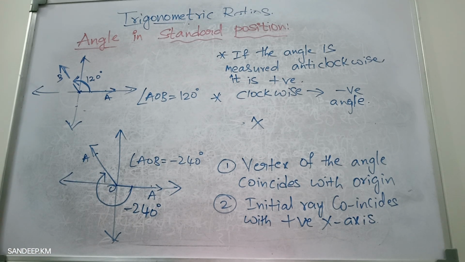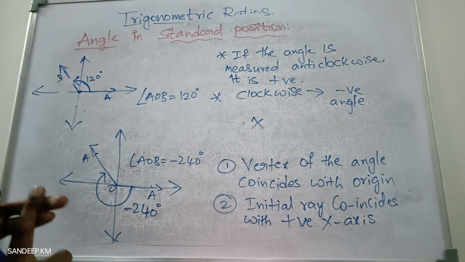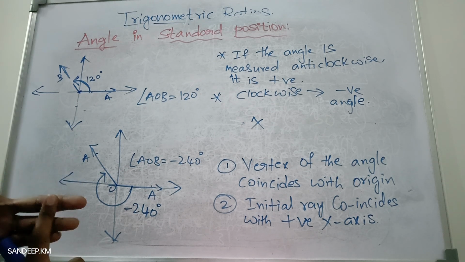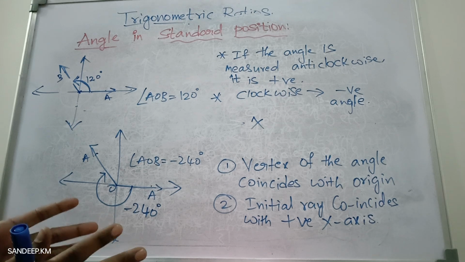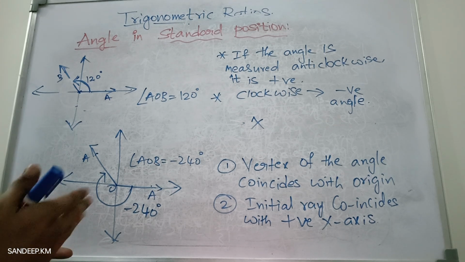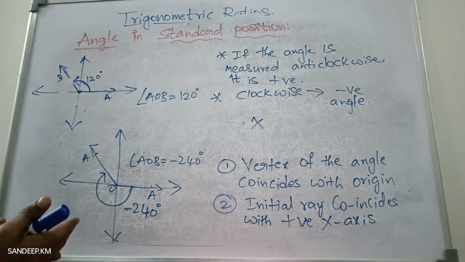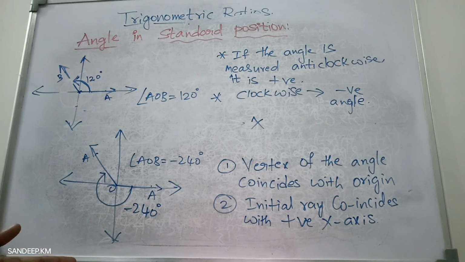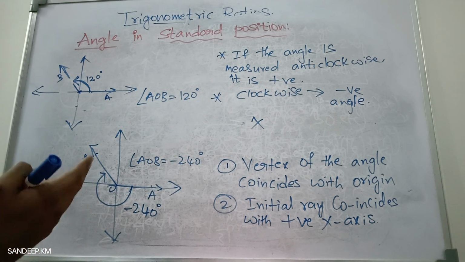Next, let us discuss different types of measurements of angles. If I want to measure an angle, I need certain units. Like, if I want to measure the length of a road, I can measure it in different units: kilometers, miles, or meters. If I want to measure weight, I can measure it in kilograms, pounds, grams, or tons. There are different units. In the same way, to measure an angle, we have different types of units.